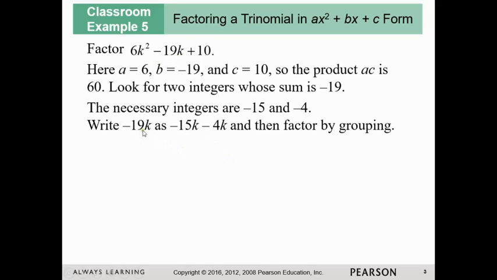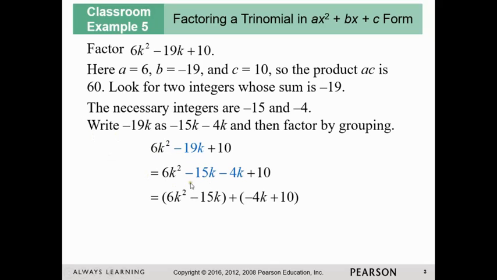So what we do is rewrite the middle term, -19k, as -15k minus 4k using the factors we found. So we rewrite that -19k. We're unfoiling, right? So the inner and outer terms are what we've just created there. So now that we've rewritten the middle term, what we do is group into two groups, the first two terms into a group, and then the second two terms into a group, also separated by a positive sign.